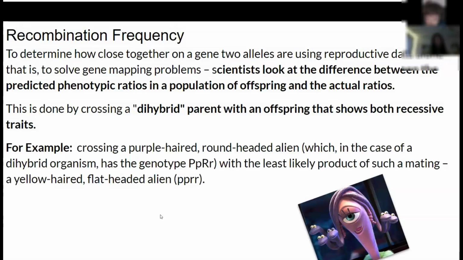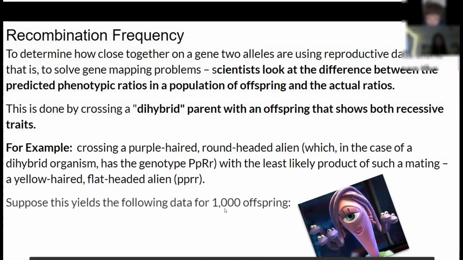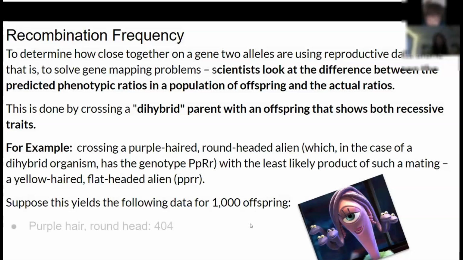So I'm going to start with this example because I stole it from the internet. It uses an alien. I'm crossing a purple-haired, round-headed alien with a yellow-haired, flat-headed alien. This individual is homozygous recessive, and the original parent is heterozygous. So this guarantees I'm going to see those recessive traits show up. If there's 1,000 offspring, here's what I noticed.